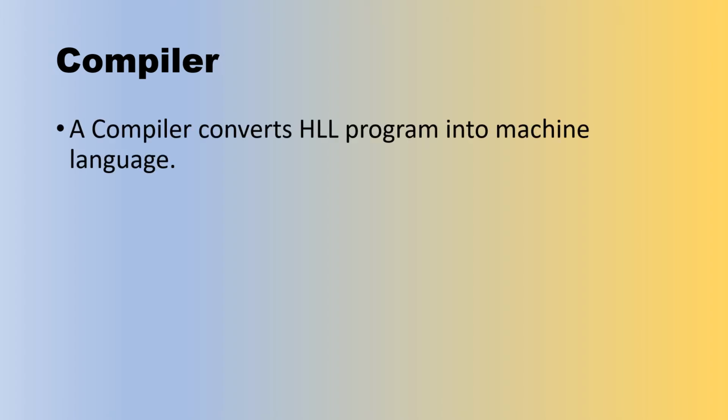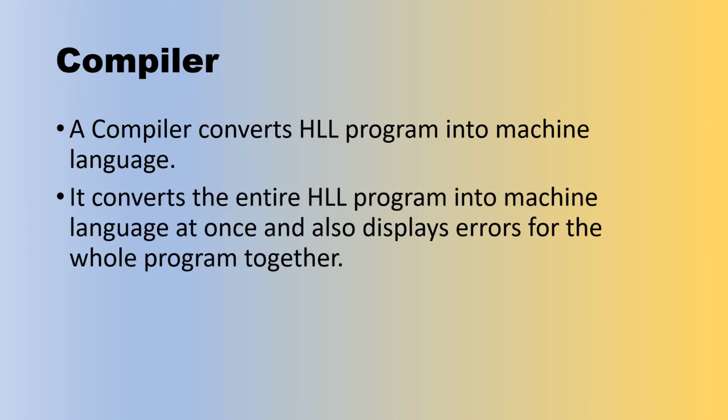Compiler. Compiler converts HLL program into machine language. It converts the entire HLL program into machine language at once and also displays errors for the whole program together. So children, you have to remember that both interpreter and compiler do the work, but compiler is a program which converts into machine language at once. That means it converts the entire HLL program and it also displays the errors of the whole program together.